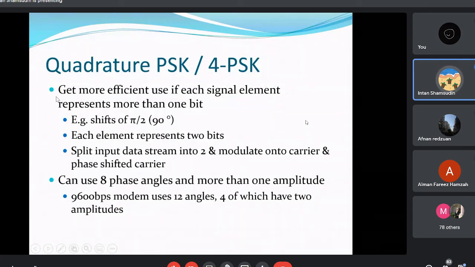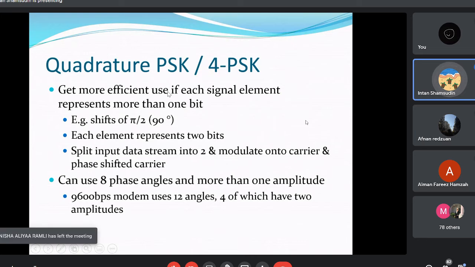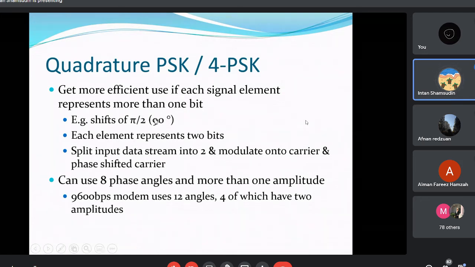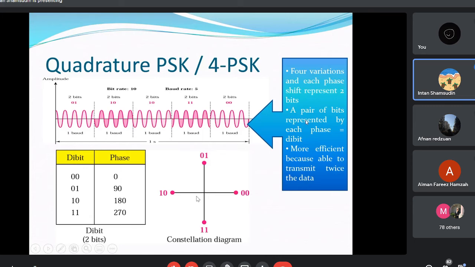Okay, get more apa function ni? Quadrature PSK ni, okay. Get more efficient use if each signal element represents more than 1 bit. Okay, so for example, shift of pi by 2 is 90 degree. Each element represents 2 bits. Split input data stream into 2, modulated into carrier and phase shifted carrier. Can use 8 phase angles and more than 1 amplitude. For example, this one is a 9600 bit per second modem, uses 12 angles, 4 of which have 2 amplitudes. Okay, so this is quadrature PSK lah.